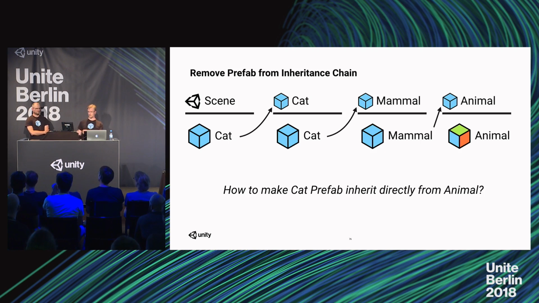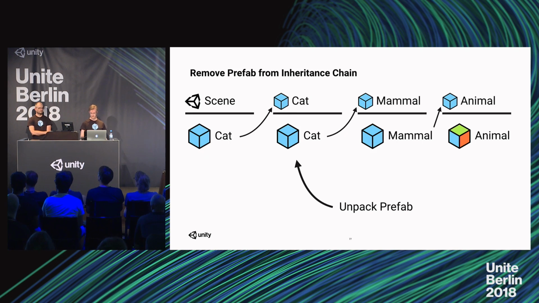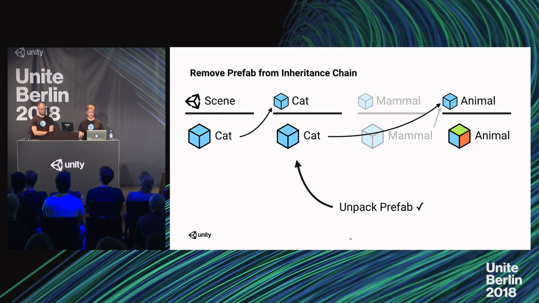Right. You're saying just unpack the cat prefab. And I assume you mean the instance inside the cat asset prefab. And that's exactly right. You unpack the instance inside the cat prefab, which is an instance of the mammal. This means that you get the contents of the mammal, which was an instance of the animal. So now the cat prefab has an instance of animal, and that's exactly what we wanted.